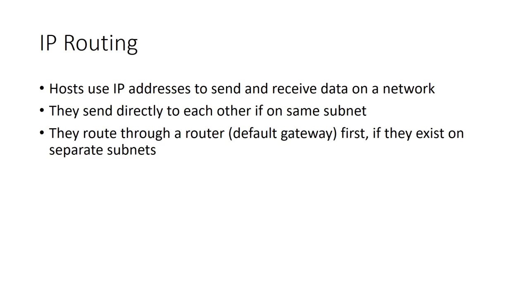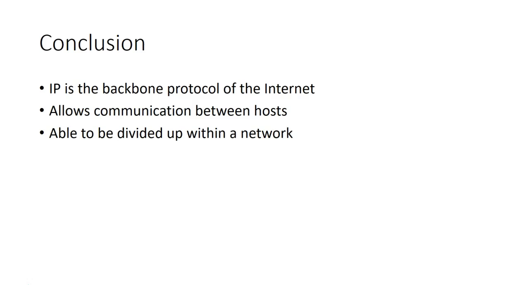If host A and host B exist on two separate networks, say a Class A and a Class C network, two separate subnets, they can route through a router, their default gateway, and get those IP packets from host A to host B. On the outside it would look just like they're sending it directly to each other. But when you look down at the network level, you see that they're actually sending to the default gateway first.